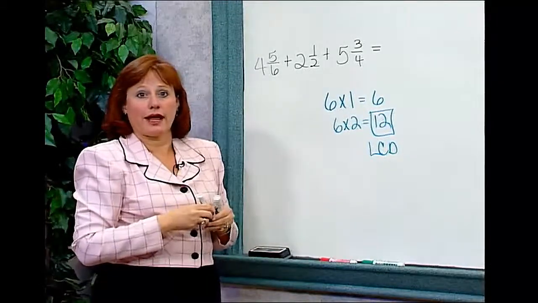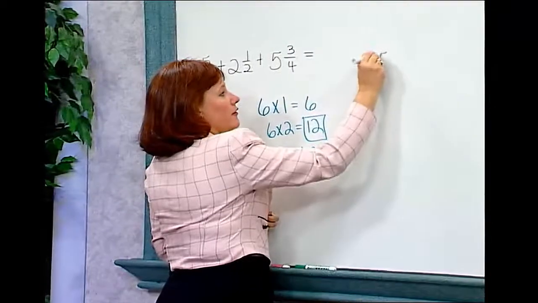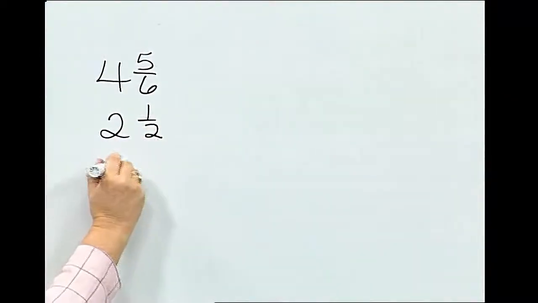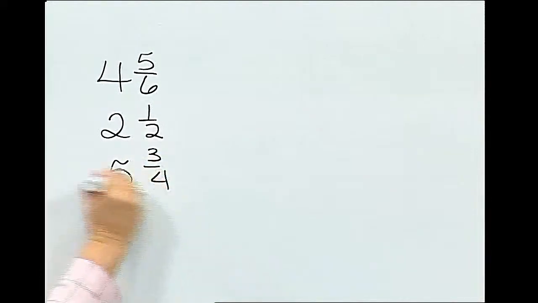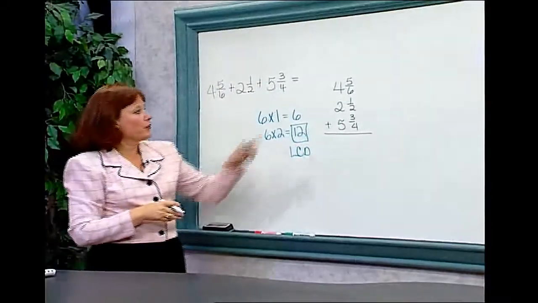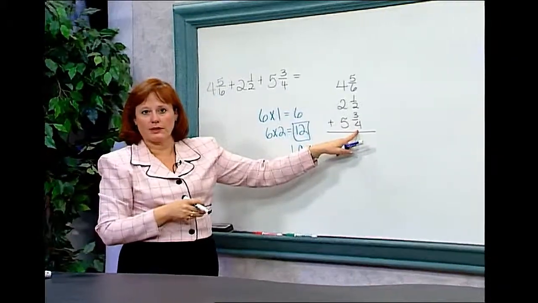And I'm ready to begin to add the problem. I'm going to write these numbers vertically. 4 and 5/6, 2 and 1/2, and 5 and 3/4. And I'm going to get ready to add them all. I'm ready to add the whole numbers, but I need to change these fractions to fractions that have a common denominator.